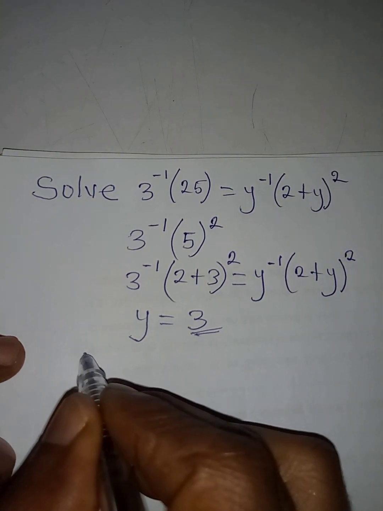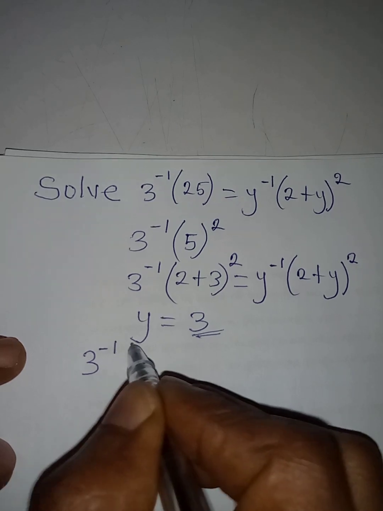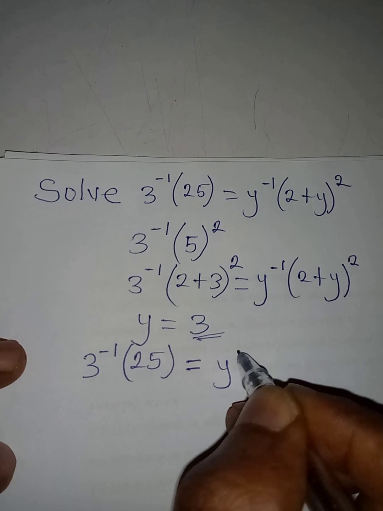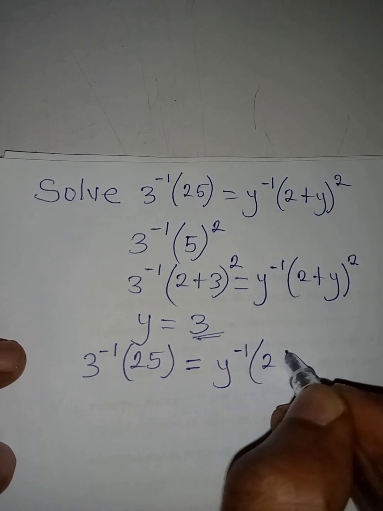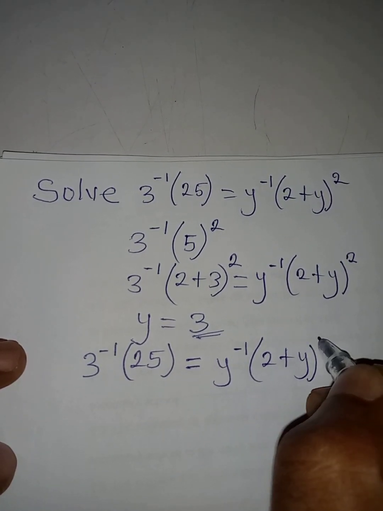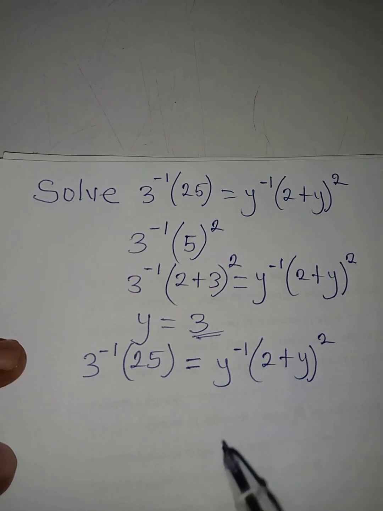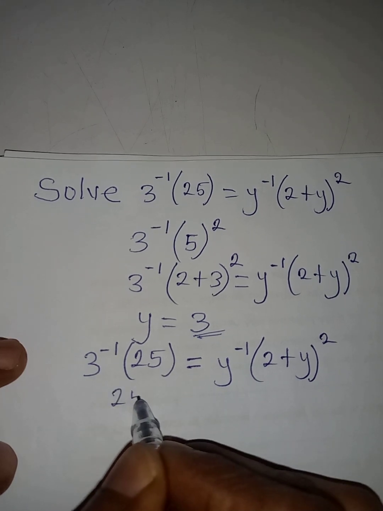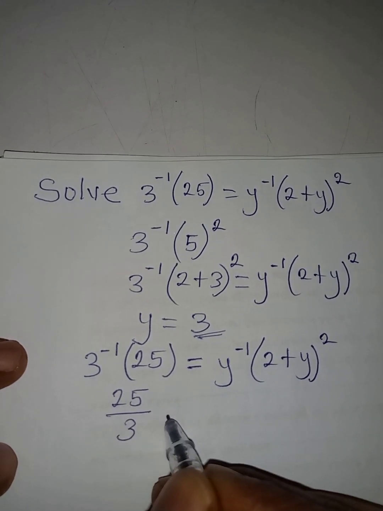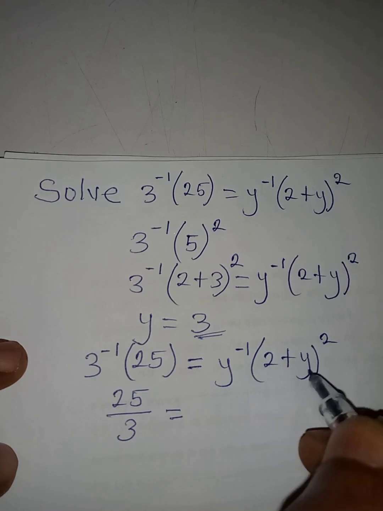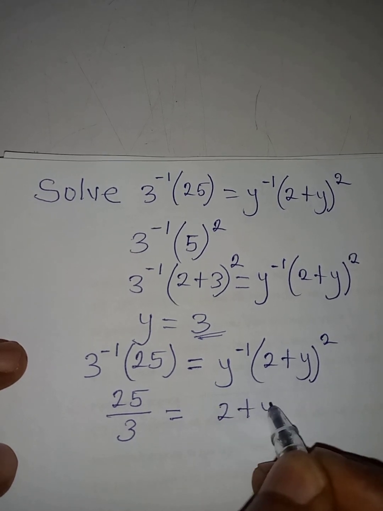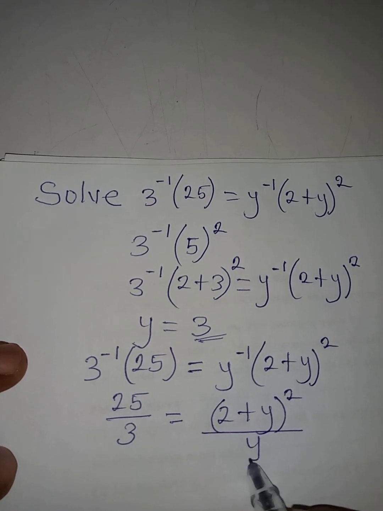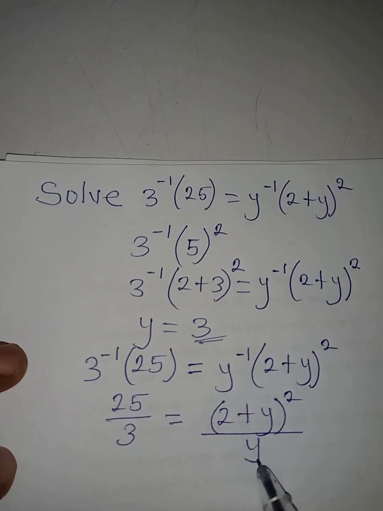What is the problem again? We have 3 to the power of negative 1 into bracket 25, and it's equal to y to the power of negative 1 into bracket 2 plus y squared. What do we do now? Let us work with this. 3 to the power negative 1 multiplied by 25 will be 25 over 3. Then this is equal to 2 plus y squared, divided by y, because this y comes under.